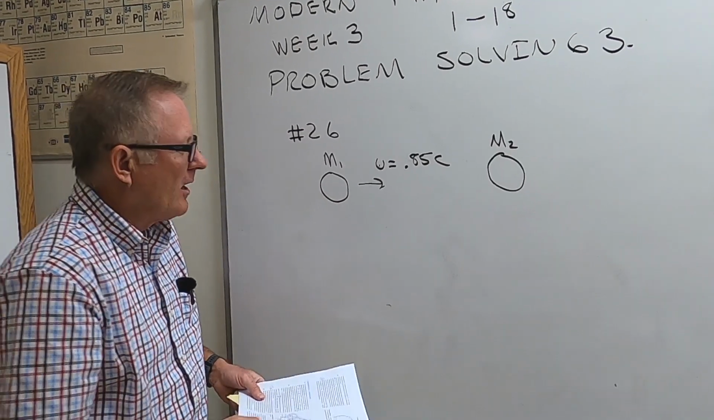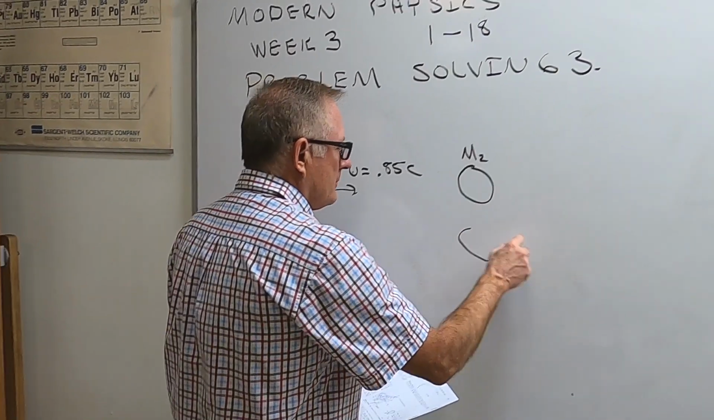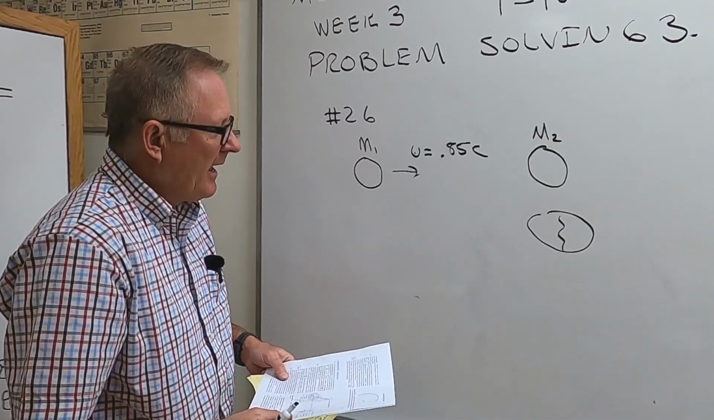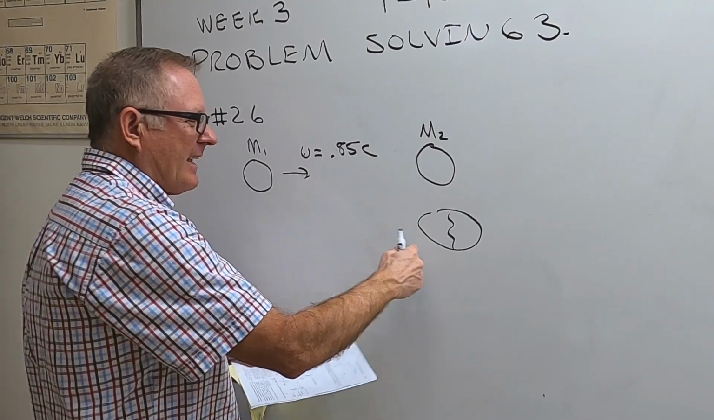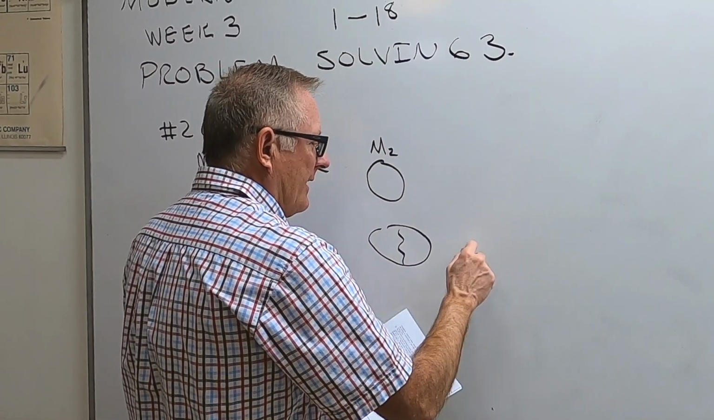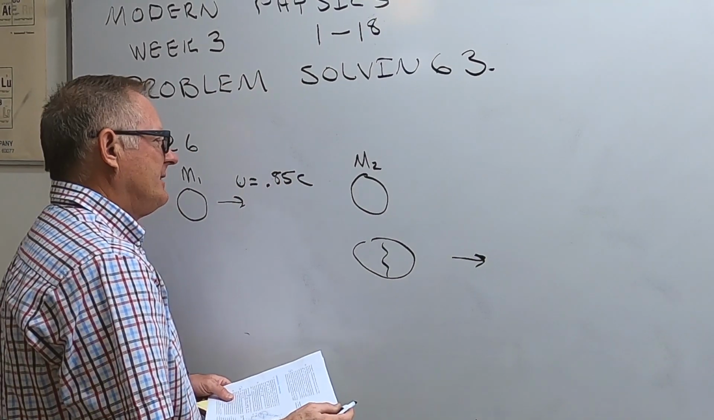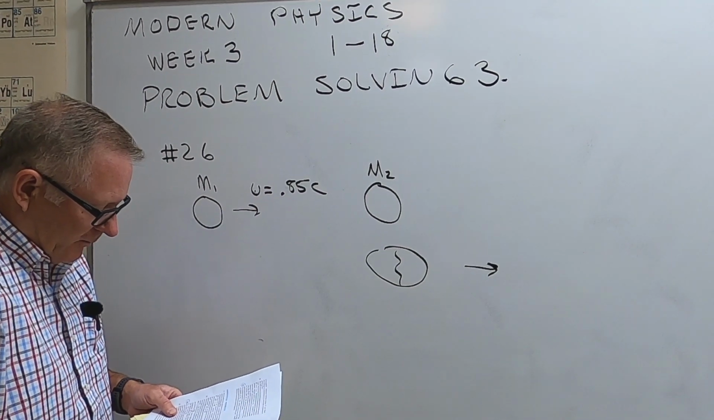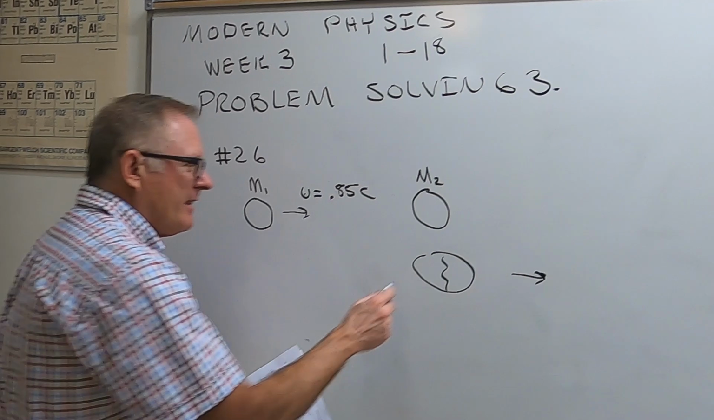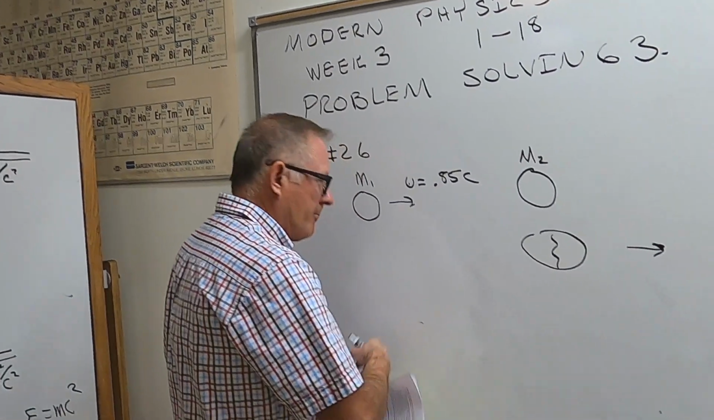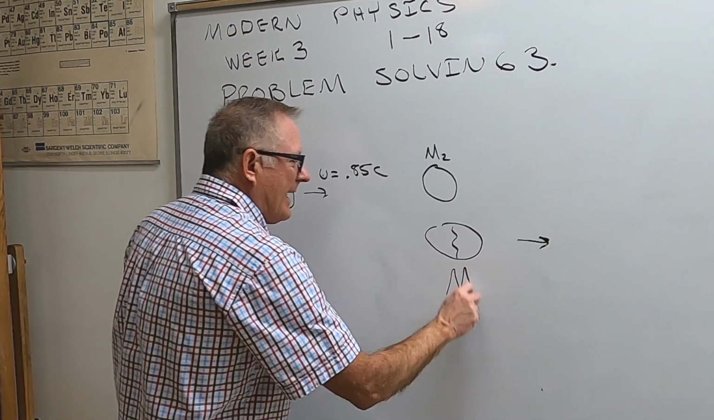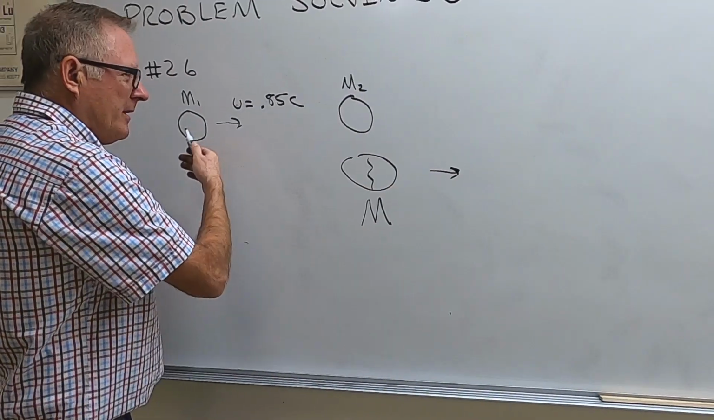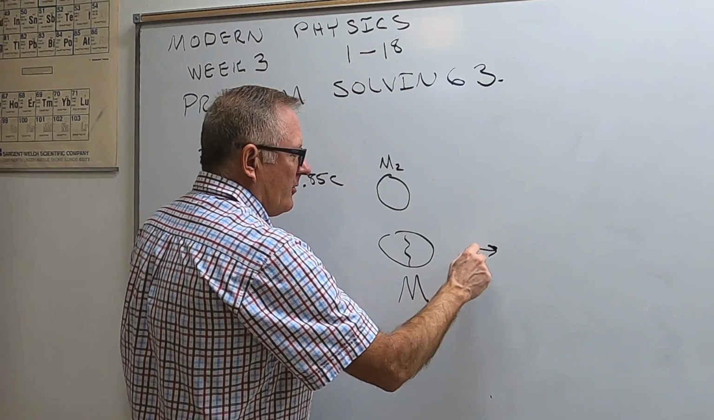Now it says the two objects stick together. And we can see again, when they stick together, they're going to be moving out this way at some other velocity right there. And what do they want us to find? They just want us to find the mass of this composite particle. What is big M right there? But this one we know has to move because momentum has to be conserved. So I know this is moving.